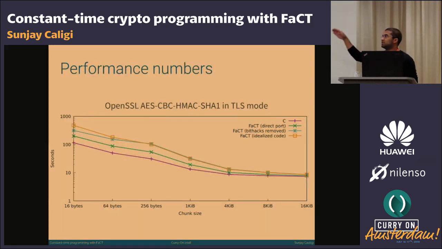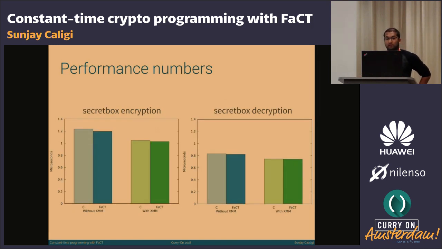So each one of those variations adds some amount of overhead, but in the long run, when we get to larger chunk sizes, the overhead drops to like maybe 5 to 15%. So we're still doing pretty well. And in the case of libsodium, we actually end up beating the C implementation.